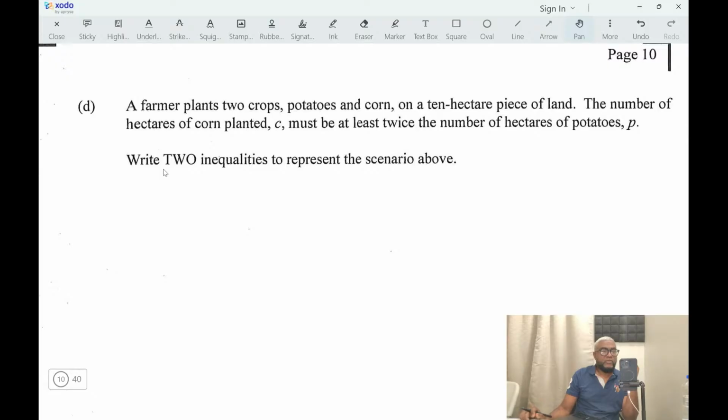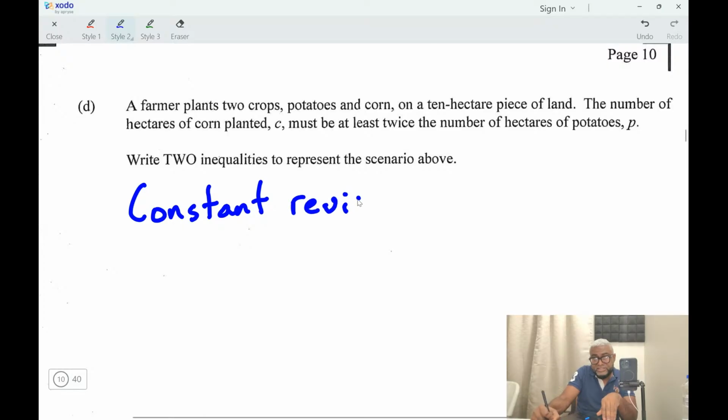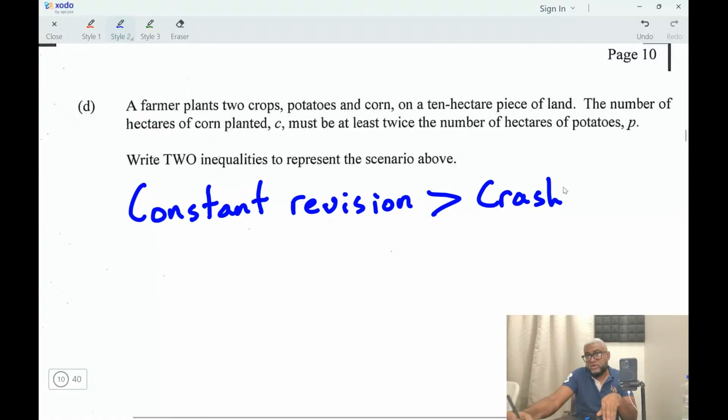And guys, we have something called crash courses. I don't believe in crash courses. I believe in continuous revision, right? So I'm going to link it to what I believe in: constant revision is greater than crash courses. So get your head in the game and let's do continuous revision every Tuesday and Thursday leading up to exams.